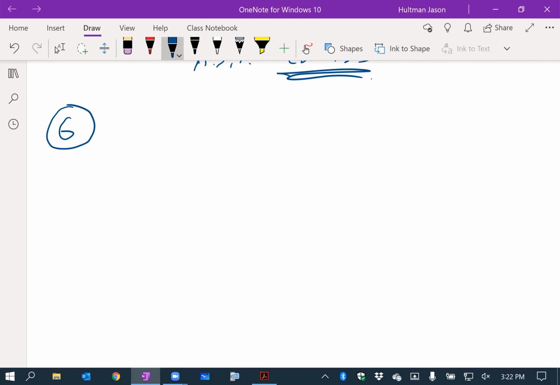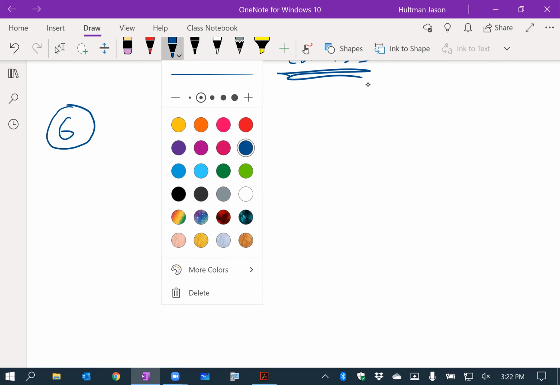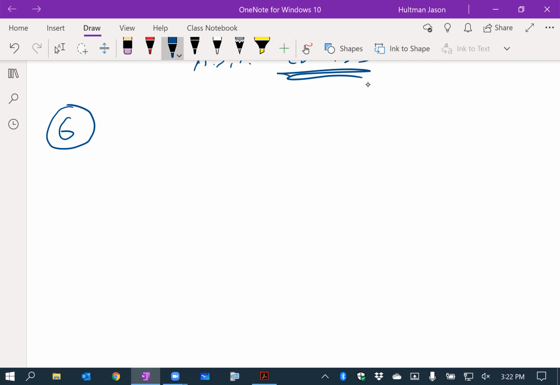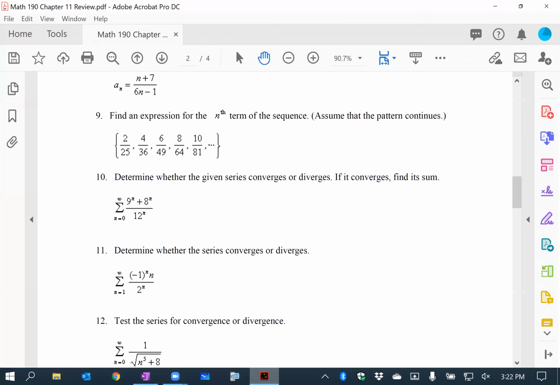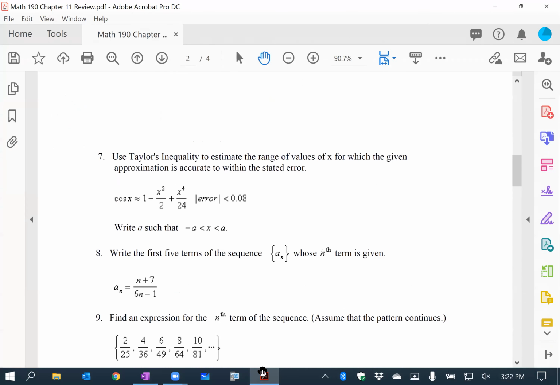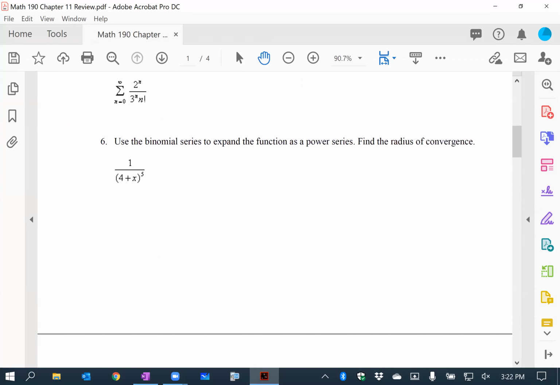Okay, let's go over number 6 real quick. What did 6 say here? It says use the binomial series to expand the function as a power series. Find the radius of convergence. Well, we should know what the binomial expansion is, right? We went over that. So let's do that.